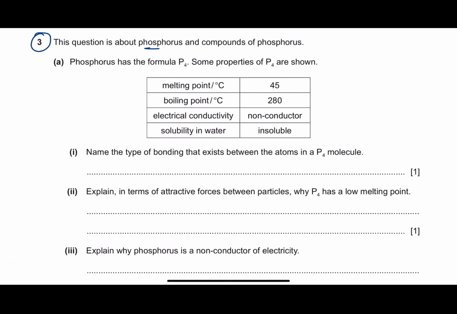This question is about phosphorus and compounds of phosphorus. Compounds of phosphorus means an element which is chemically joined with phosphorus. Phosphorus has the formula of P4. Some properties of P4 are shown. So as you can see here, melting point and boiling point of phosphorus are pretty low. They are non-conductor of electricity and they are insoluble in water.